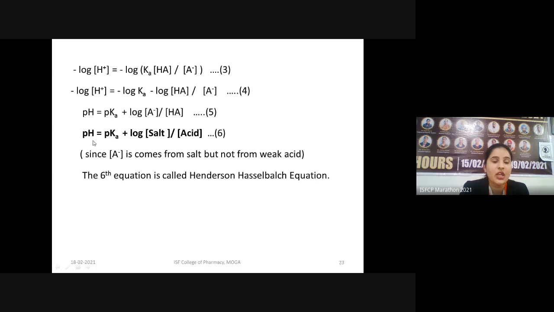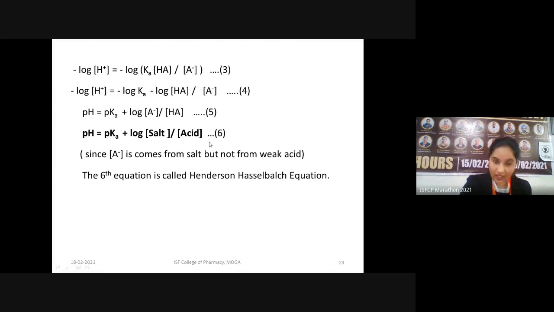This equation relates the pH of the solution with the pKa value of the acid. So what is this equation? This is pH is equal to pKa plus log of the concentration of the ion divided by the concentration of acid. So this is what we have written. A negative is the ion which we get from the salt. So I have written here the concentration of the salt divided by the concentration of acid.